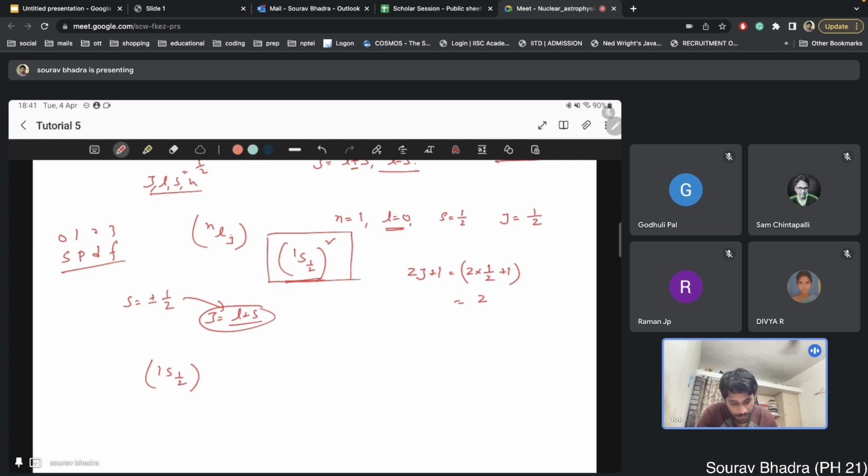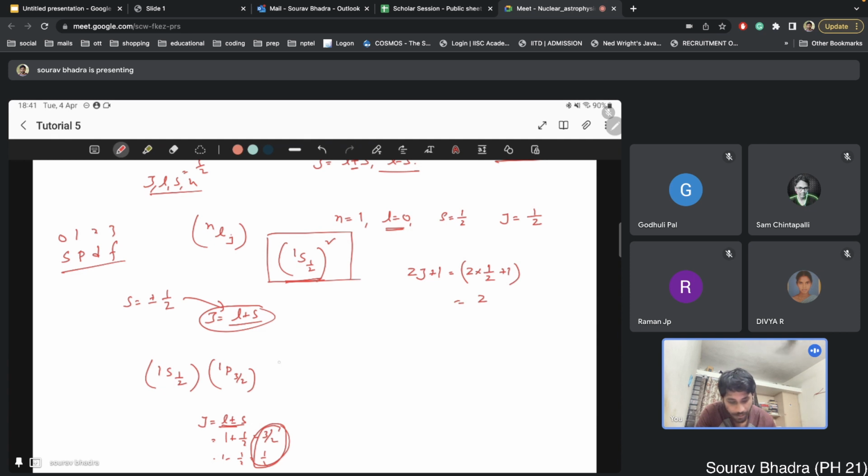So after 1s half, there will be 1p 3 by 2. So 1p 3 by 2 means for this particular state your L is 1, because p corresponds to 1, your n is 1, and your J is 1 plus half, that is 3 by 2. Similarly, there will be a 1p half state also, because I told you J is L plus minus S, that means L plus minus half. So 1 plus half gives you 3 by 2, and 1 minus half gives you 1 by 2. So two values of J will be there for this particular configuration.